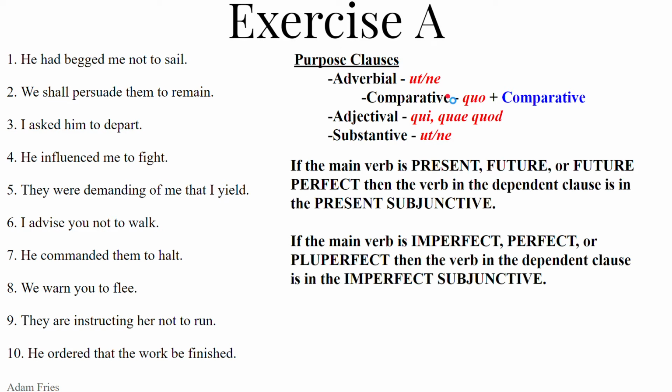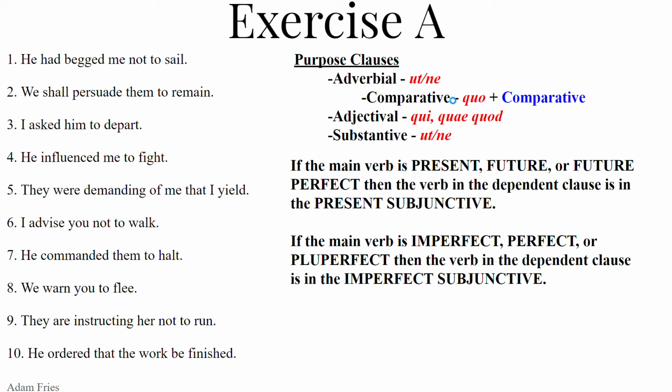Reminder of sequence of tenses. If the main introductory verb, the verb introducing the dependent subjunctive clause, is present tense, future tense, or future perfect tense, or present subjunctive or imperative, then the verb in the dependent subjunctive clause is in the present subjunctive. We call this primary sequence. Related, but not the same, is secondary sequence. That's if the main verb is imperfect, perfect, or pluperfect tense. Then the following dependent clause will have a verb in the imperfect subjunctive. This is called sequence of tenses, primary sequence and secondary sequence.